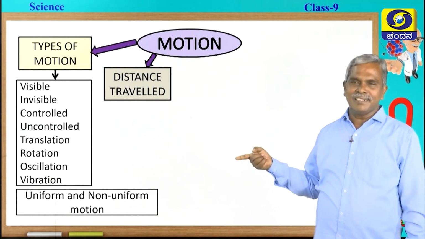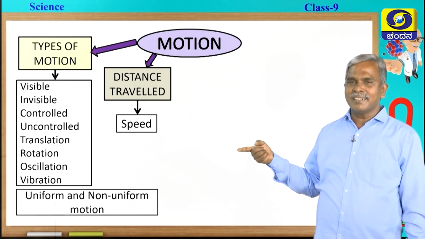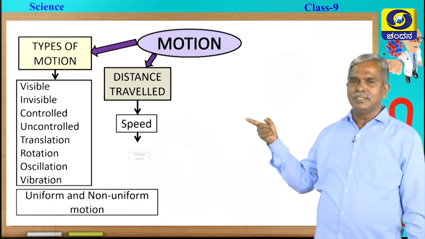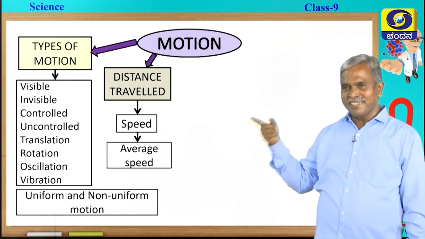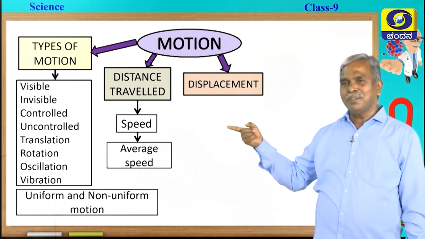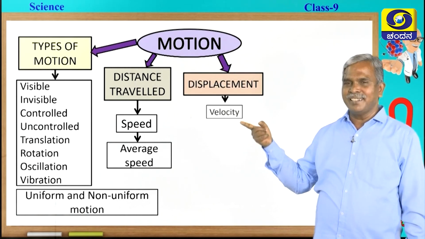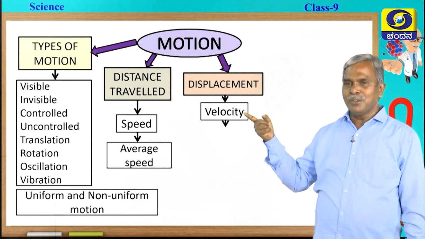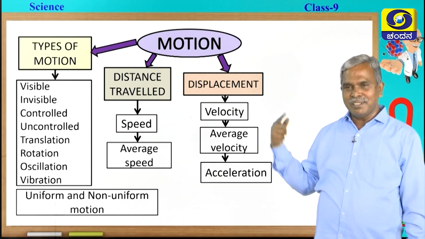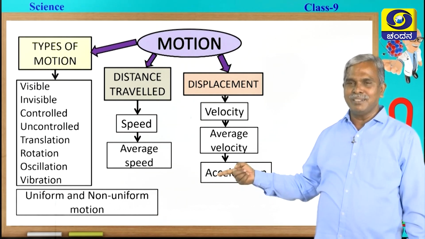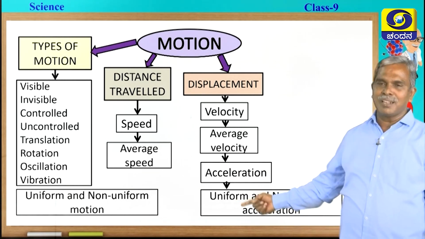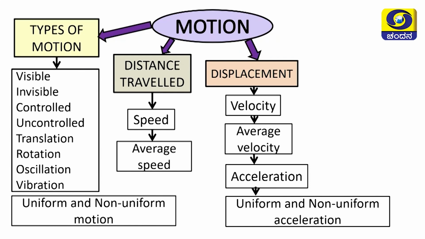Next, distance travelled. In that, we have speed, because speed is equal to distance travelled by time taken. Next, we have average speed. Average speed is equal to total distance by total time taken. Next, come to the displacement. The displacement is connected with velocity. If you know velocity, you can define average velocity. If you know average velocity, that is connected to acceleration, you can define acceleration also. Next, uniform and non-uniform acceleration also you can explain easily.